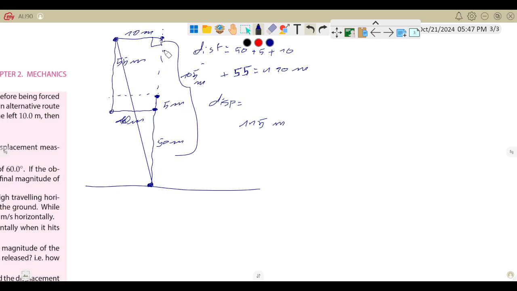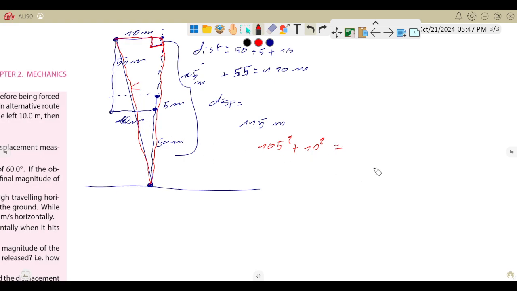Isn't that shape reminding you of something? I mean this shape here, here, and here. What do you think? Isn't it a triangle with a right angle? Yes, with a right angle. So what can we apply here as a theorem? The Pythagoras theorem, exactly. So it's 105 squared plus 10 squared, exactly.